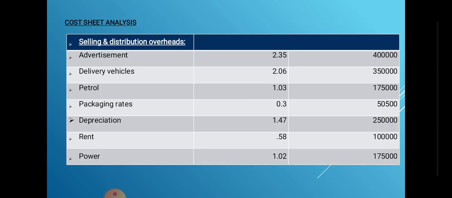My next slide represents the cost sheet analysis. There are selling and distribution overheads. There are seven selling and distribution overheads: advertisement, delivery vehicle, petrol, packaging rate, depreciation, rent, power, and there is the value of this.